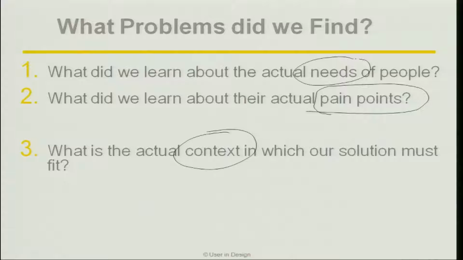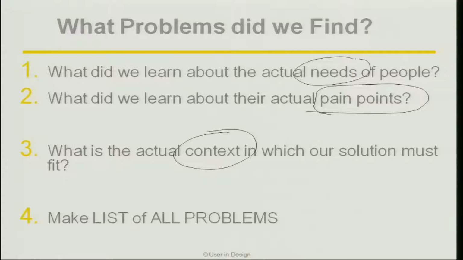So now you have a sense, having gone to the user's context, of if you create a design, what is the environment in which it must live? How does it fit into their life, right? So make a list of all those problems, all these, the needs, the pain points, the contexts, etc. Make a list of all of those, right?